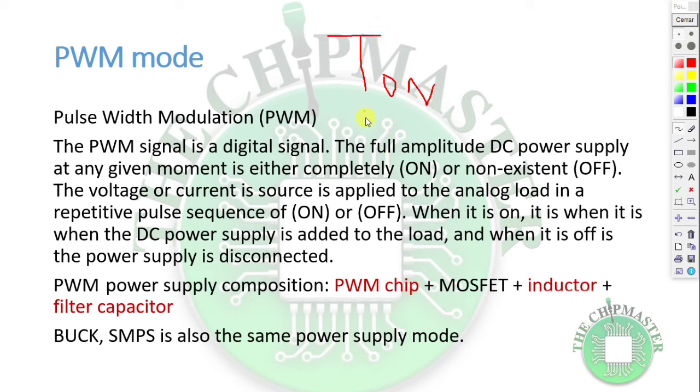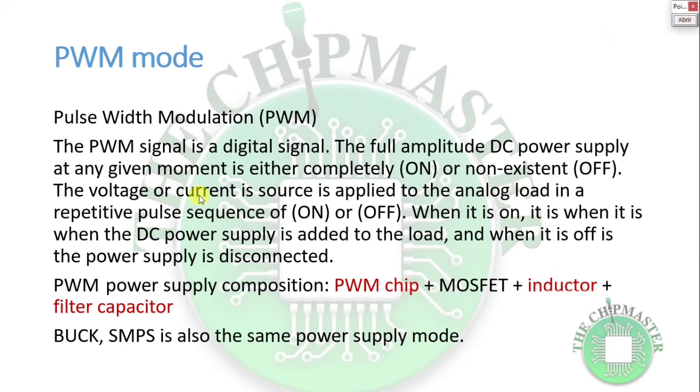That is why on most chips you see on a schematic, you see TON, which is the switching frequency: how long and how fast the upper MOSFET will switch. So the voltage or current source is applied to the analog load in a repetitive pulse sequence, which is on or off. When it is on, the DC power supply is applied to the load, and when it is off, the power supply is disconnected.